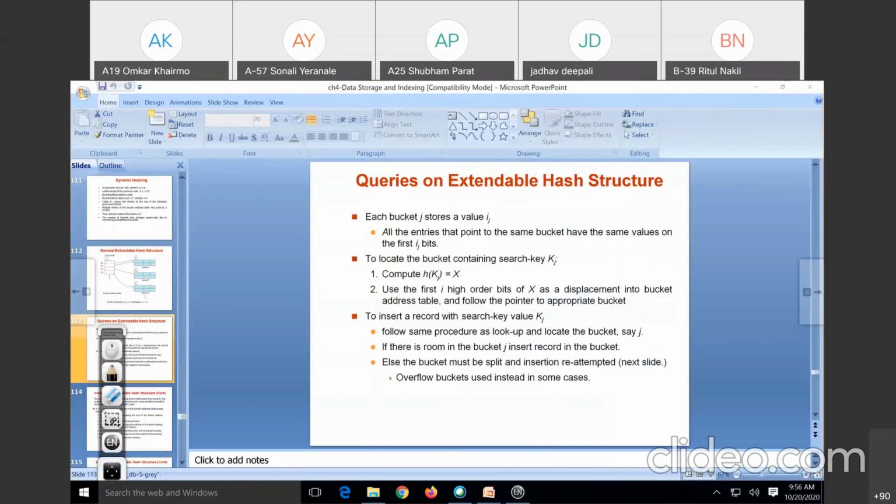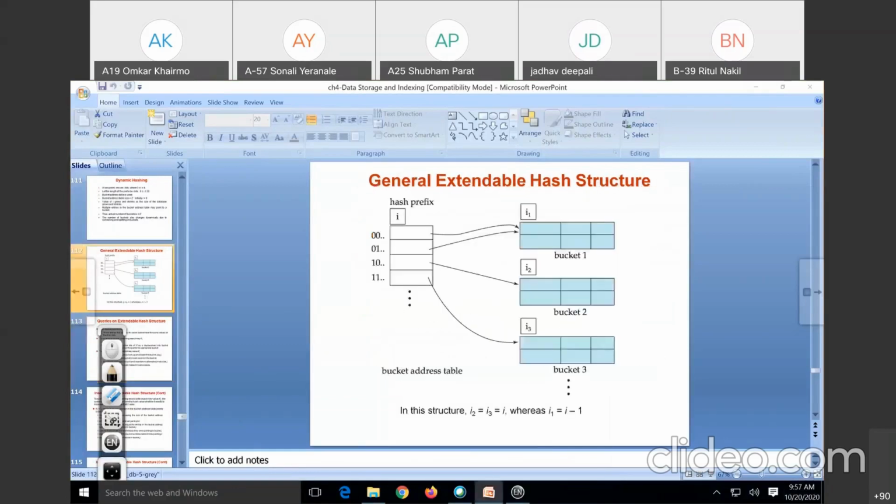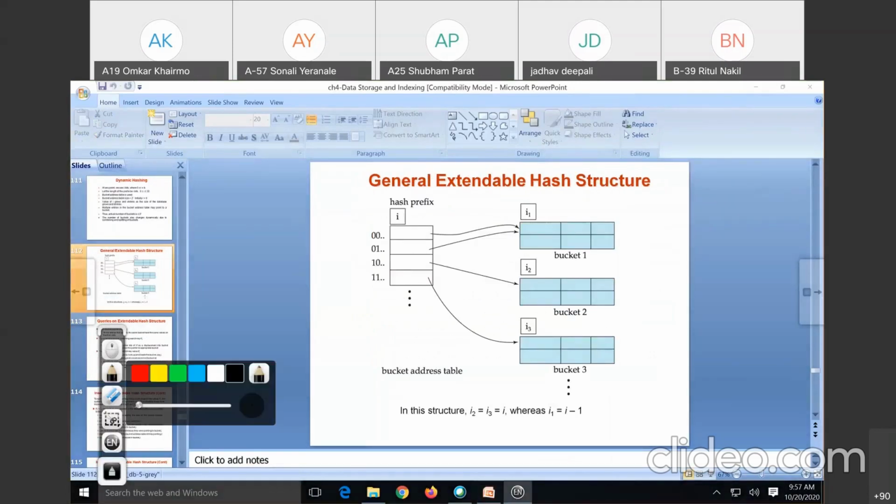Bucket. Queries on extendable hashing. Here each bucket j stores a value ij that I have shown you in the previous slide. This is ij, we can say i1, i2, i3, for bucket number j, as given there.